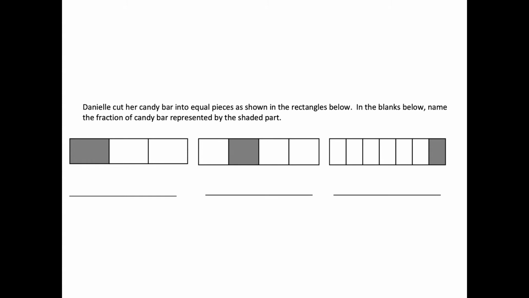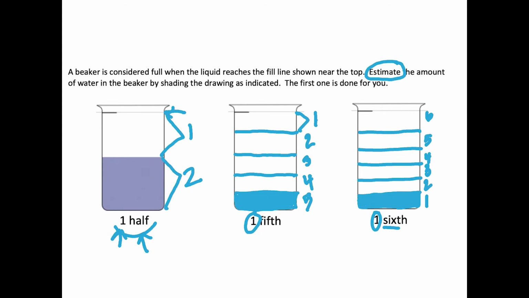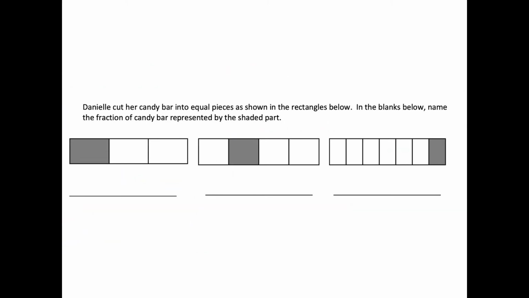So we're doing something very similar to what we did last time, but now we are going to be writing the unit fraction down, okay? That's what we're doing. Okay, so let's look at this first one. The first thing I want to think is, how many parts are shaded? Well, I see in this first one, I have 1 part shaded. So I'm going to put 1 here.